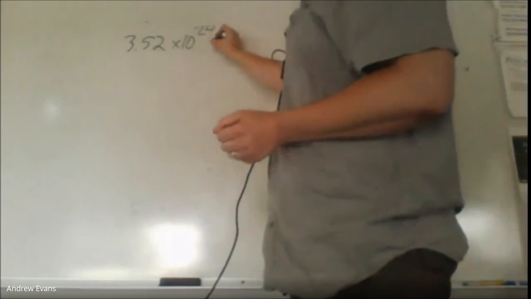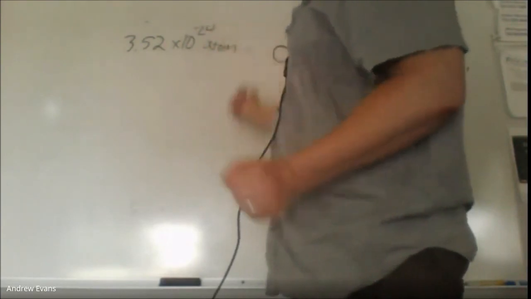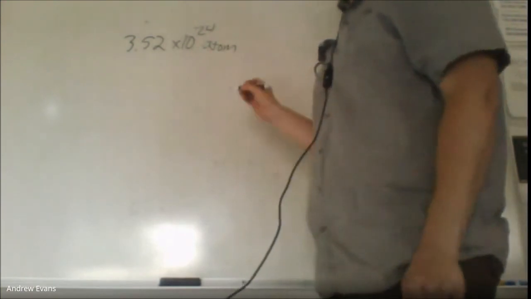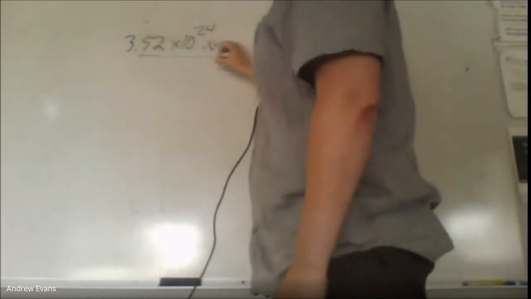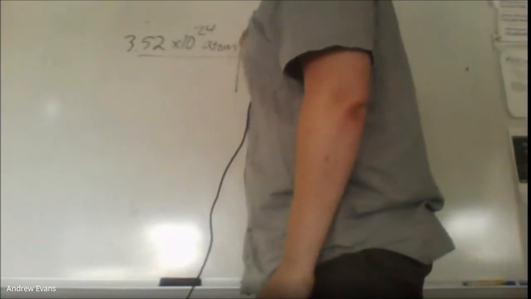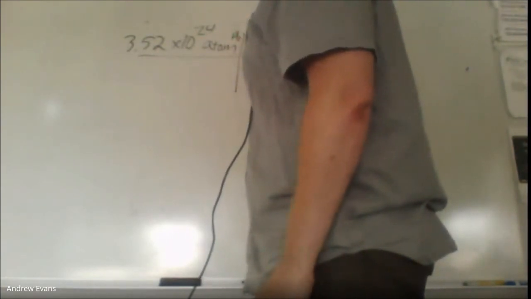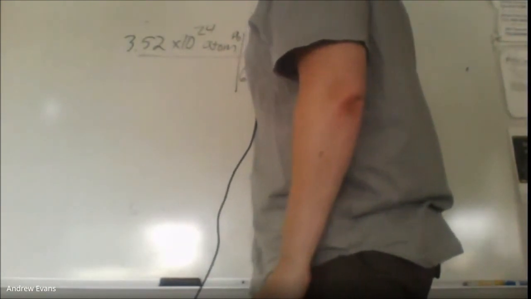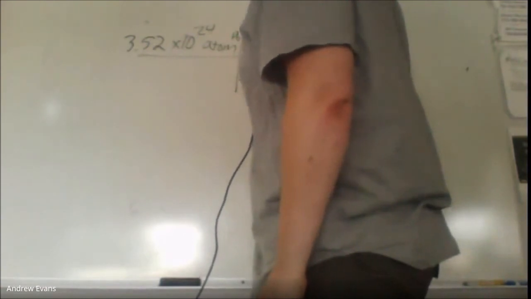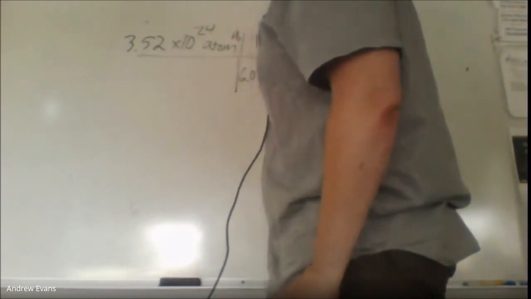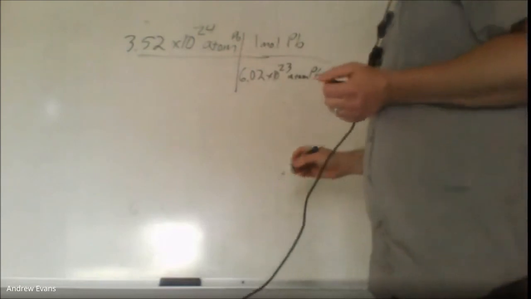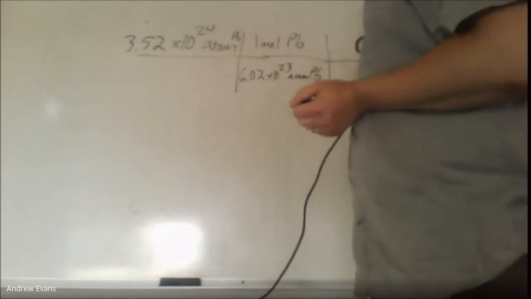So this is atoms. In order to turn atoms into moles, we use Avogadro's number. It doesn't matter what we're dealing with. There's always 6.02 times 10 to the 23rd atoms of anything in 1 mole. You can do this separately or in one step.